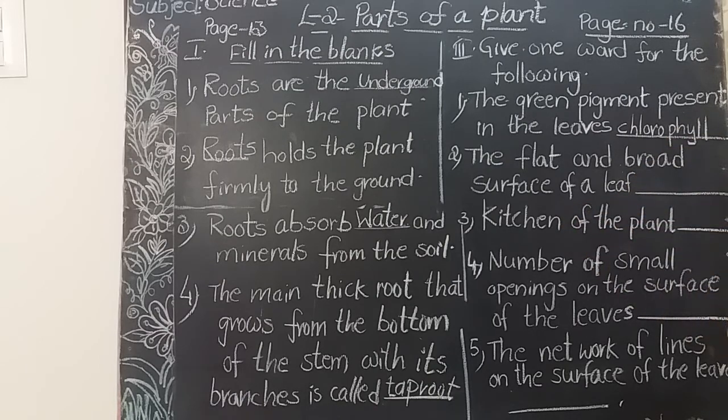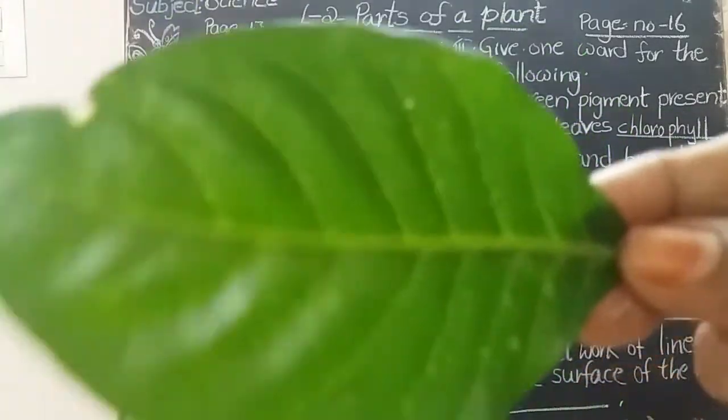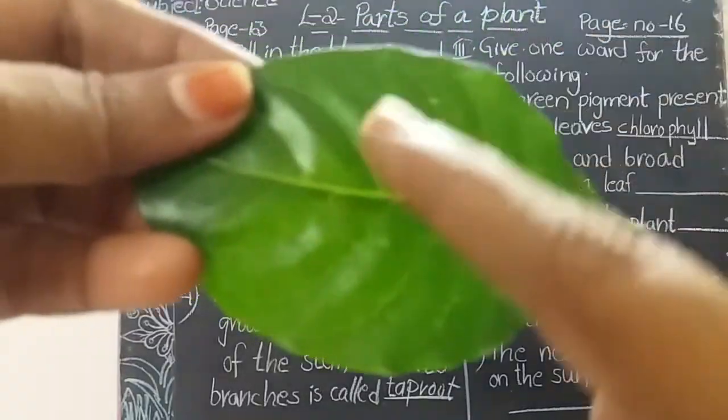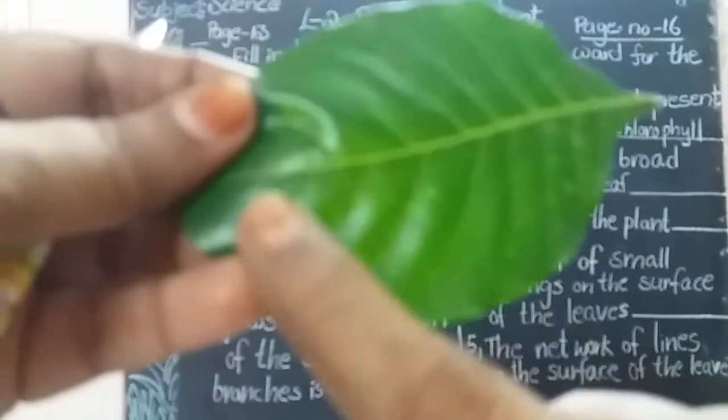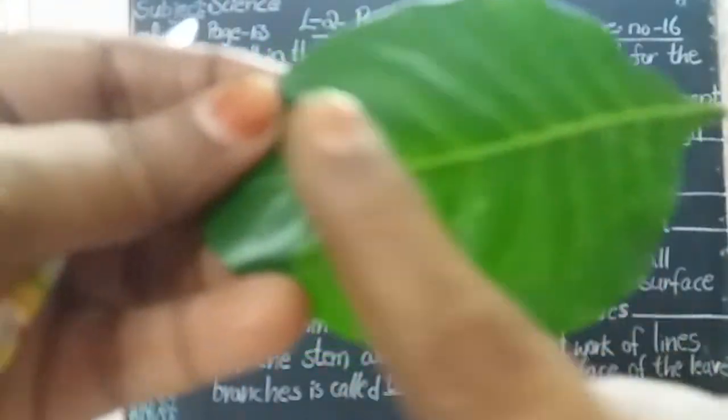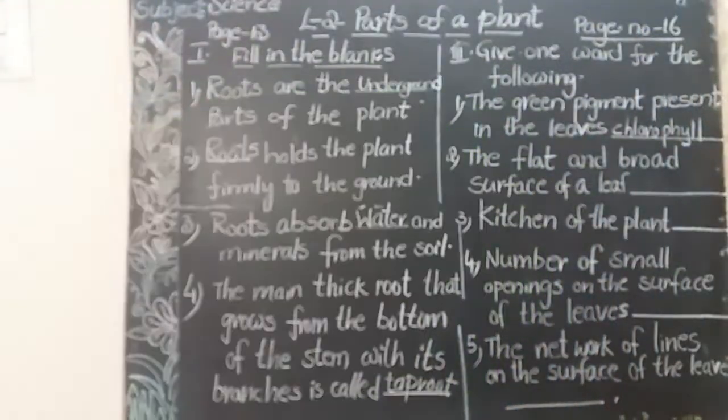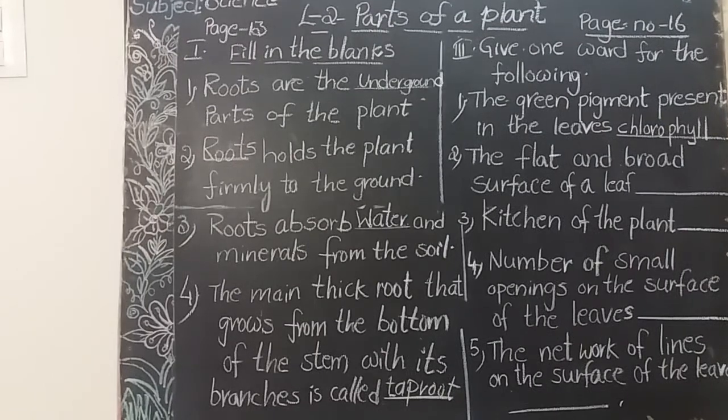Okay, now the flat and broad surface of a leaf. See here, this is the flat part. The flat and broad surface of the leaf is called leaf blade. Okay, leaf blade. Right here, leaf blade.